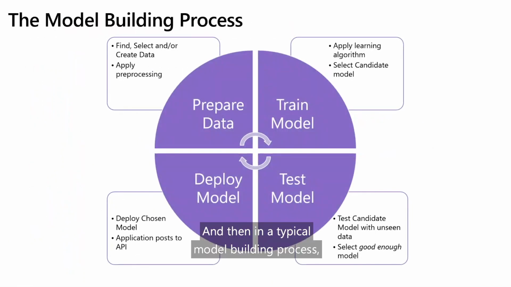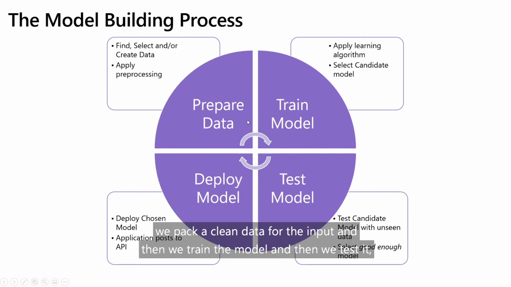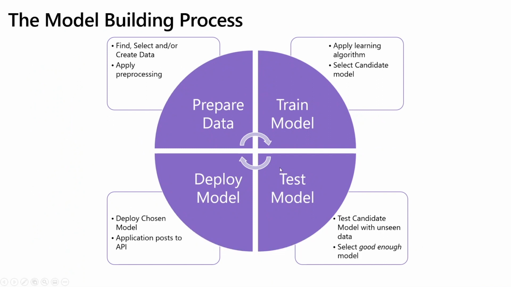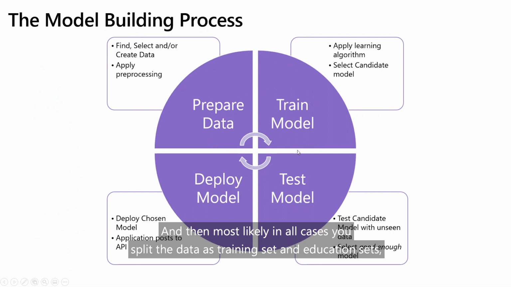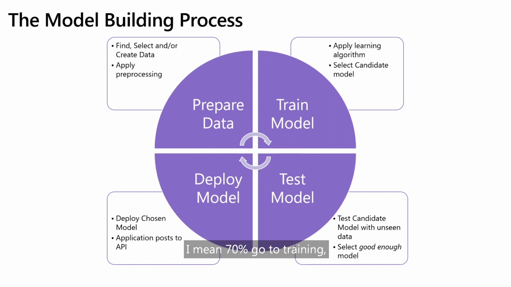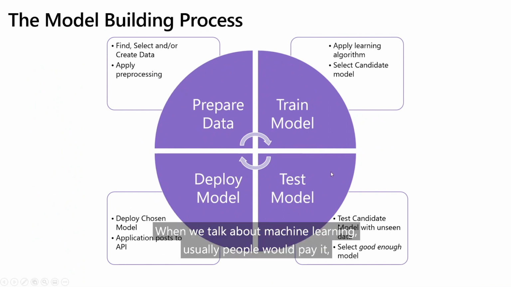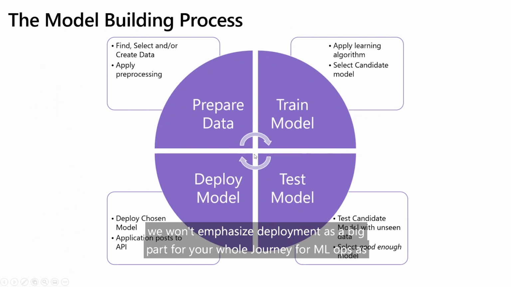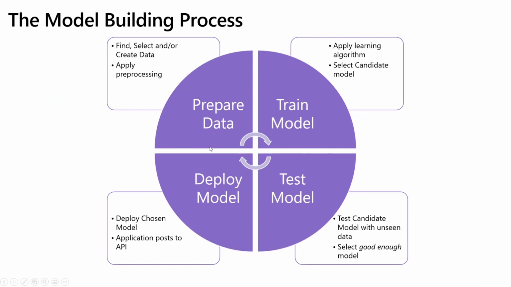And then in a typical model building process, we have preparation of the data. We prep the cleaned data for the input, and then we train the model, and then we test it to see what score it gives. Most likely in all cases, you split the data into a training set and a verification set. I mean, 70% goes to training, etc. And then you deploy the model, which is one of the missed parts when we talk about machine learning. Usually, people pay attention to the training, but we want to emphasize deployment is a big part of your whole journey for MLOps as well.